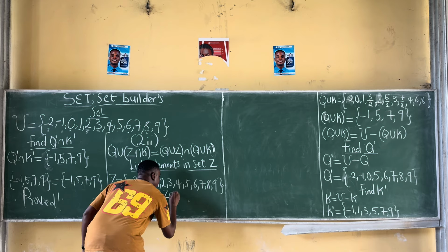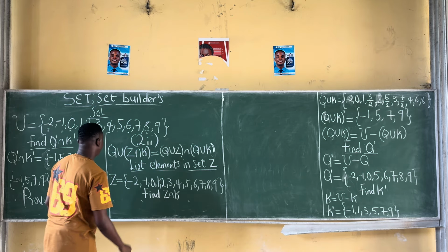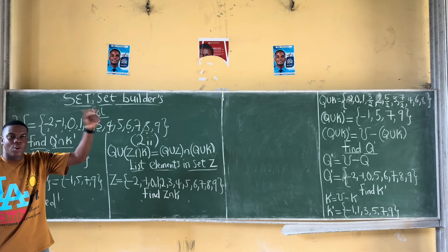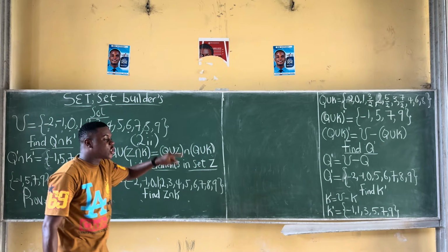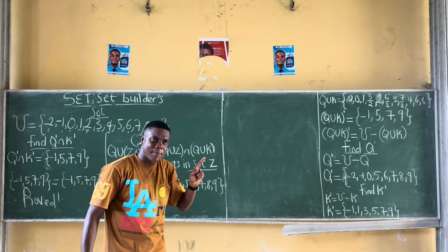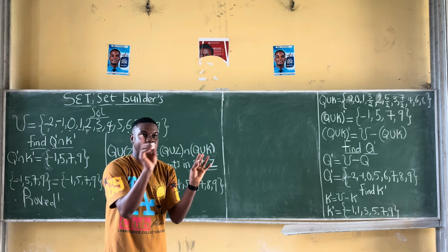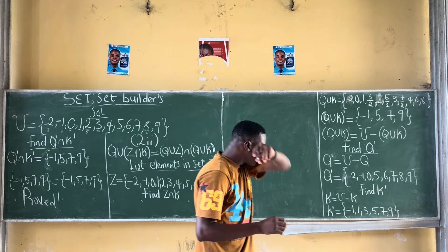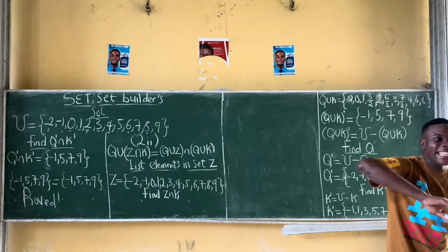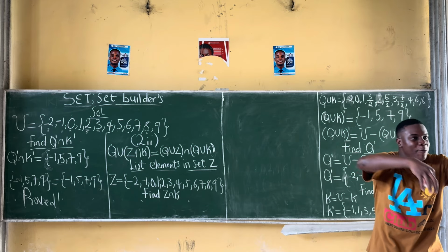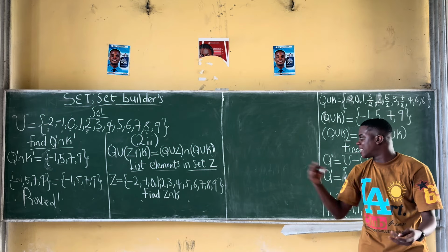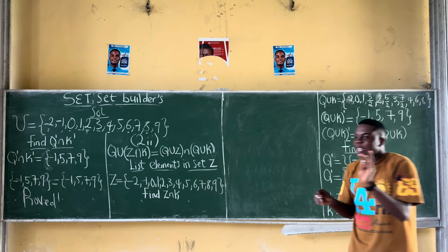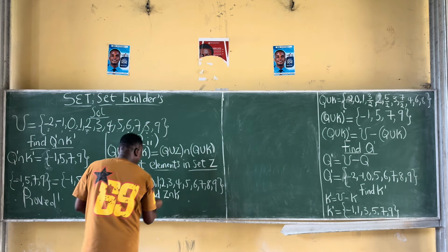Find Z intersection K. Now, remember that Z is the same as the universal set. So set K is coming from the universal set. So we have already gotten our Z intersection K. Does that make sense? Because Z is the universal set, and K came from the universal set. So Z intersection K is the same as K in this case. But moreover, I will still list them out.